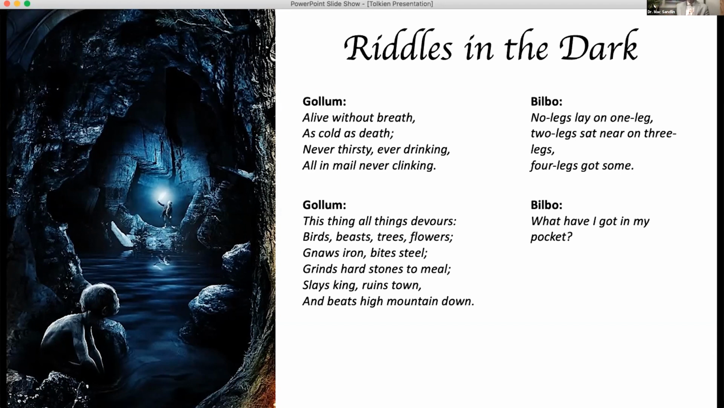And of course, this comes to the last and greatest of Gollum's riddles, the riddle that names the scariest and most dreadful of all the things that he names. Especially if you're a reader of Tolkien's work, you know that time is the thing which the Númenóreans, Aragorn's old people, the men of old feared because time meant death. And so Gollum's last riddle is, this thing all things devours, birds, beasts, trees, flowers, gnaws iron, bites steel, and grinds hard stones to meal, slays kings, ruins town, and beats high mountain down.